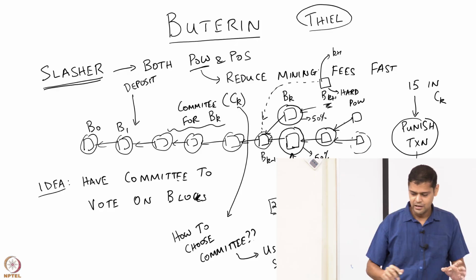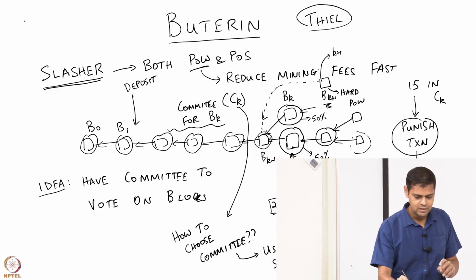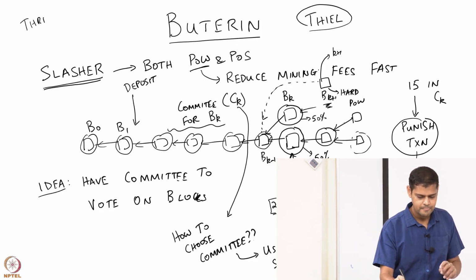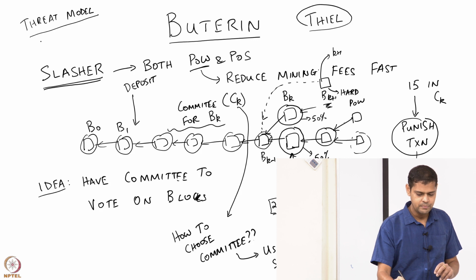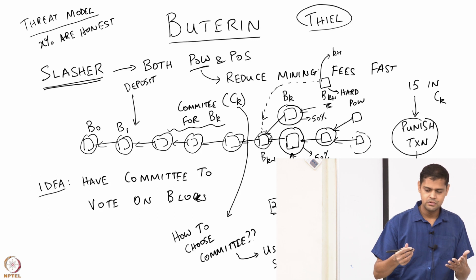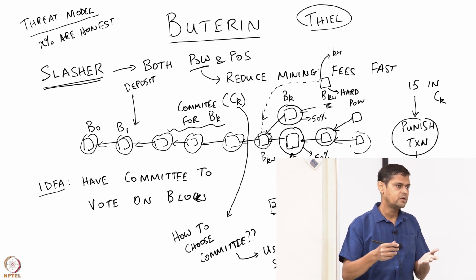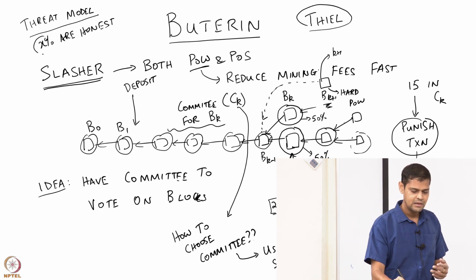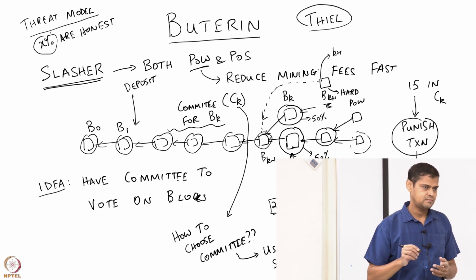Okay, so it boils down to what's called a threat model, and the question is what percentage, let's say some X percentage, are honest, right? So you have to assume that, and based on that you come up with a protocol which you can prove works if less than X% are dishonest, right?